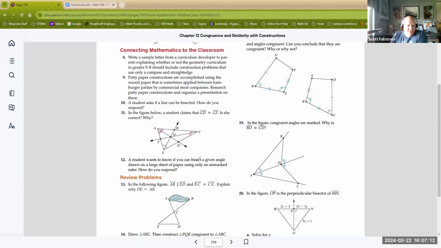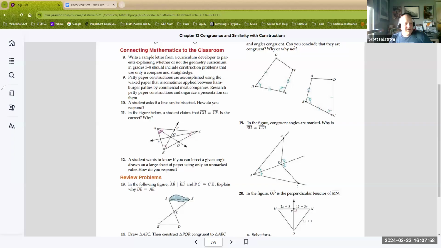And lastly, number 12, the student wants to know if you can bisect any given angle with only an unmarked ruler. Could you do it with only an unmarked ruler? That's a good question. I'll let you try to figure that out. If you can, just remember what's nice about a ruler is the distance between the sides is the same, so it creates parallel lines. That's my hint. If all you have is an unmarked ruler, just basically a piece of wood that is the same length, could you create the angle? Could you cut that angle in half?